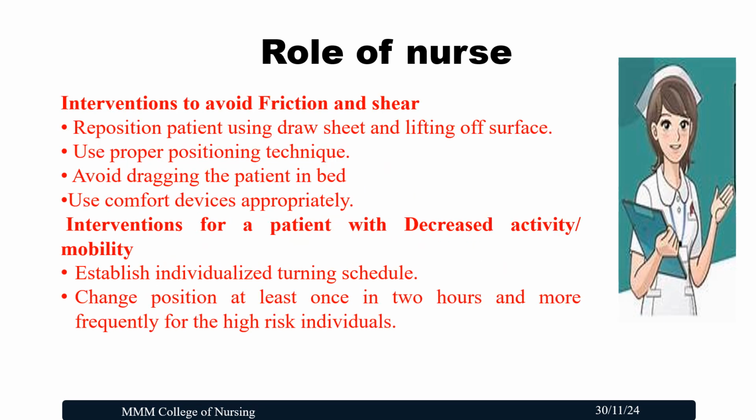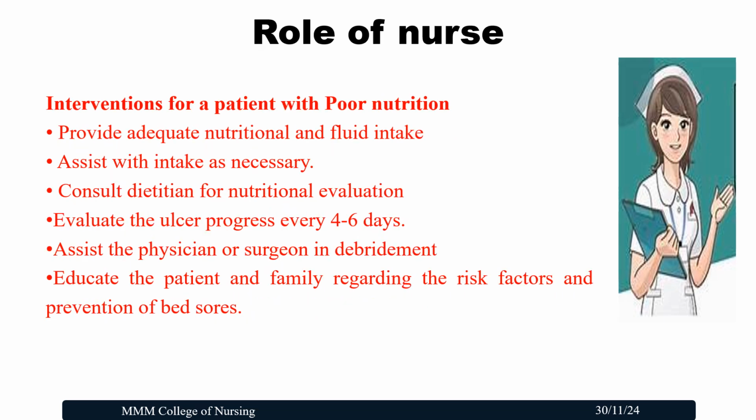Interventions to avoid friction and shear: reposition the patient using a draw sheet and lifting devices, use a proper positioning technique, avoid dragging the patient in bed, and use comfort devices appropriately. Interventions for a patient with decreased activity and mobility: establish an individualized turning schedule, and change the position at least once in 2 hours and more frequently for at-risk individuals.